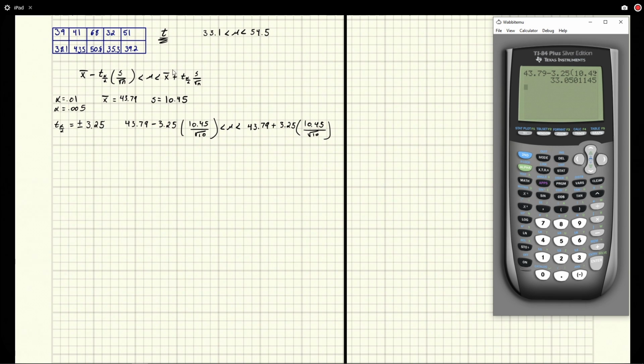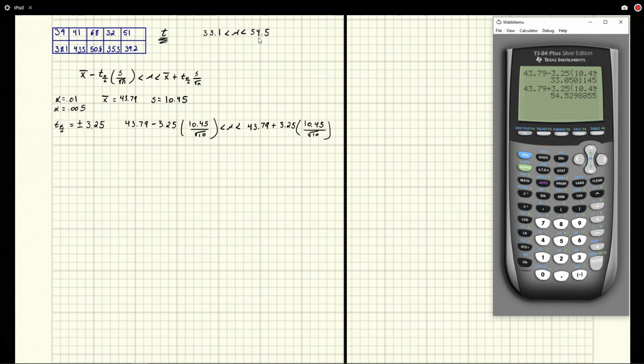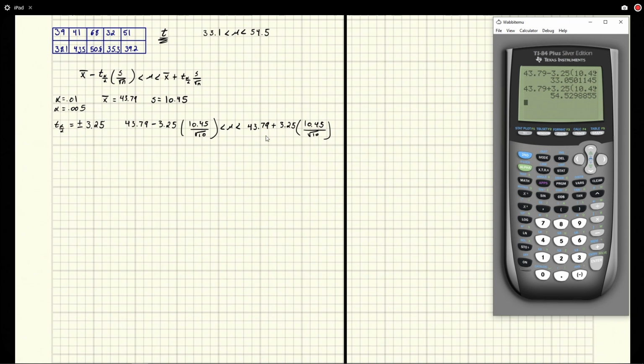So, okay, to do the other side, we're just going to come up and copy this. You just highlight it and hit enter. And then we are just going to come over here and change that minus sign to a plus. It's the only thing that's different. And we get 54.53. And over here, see, we get 54.5 because we just rounded to one spot. And so this would again be our answer.